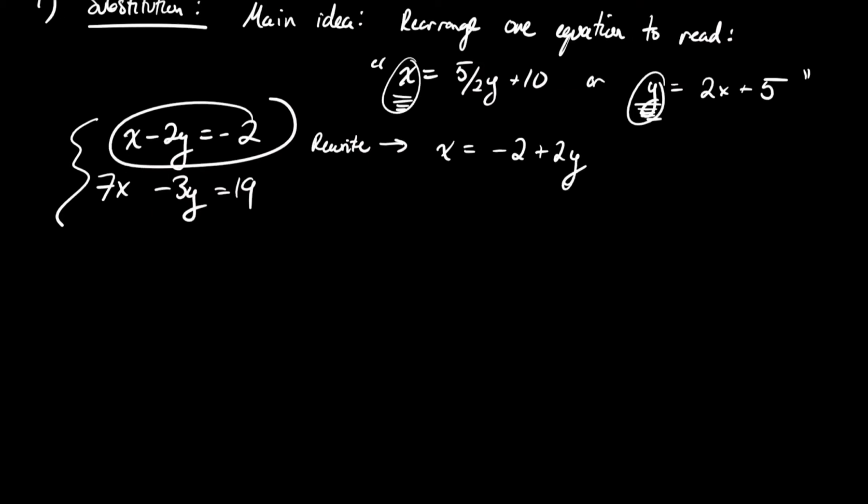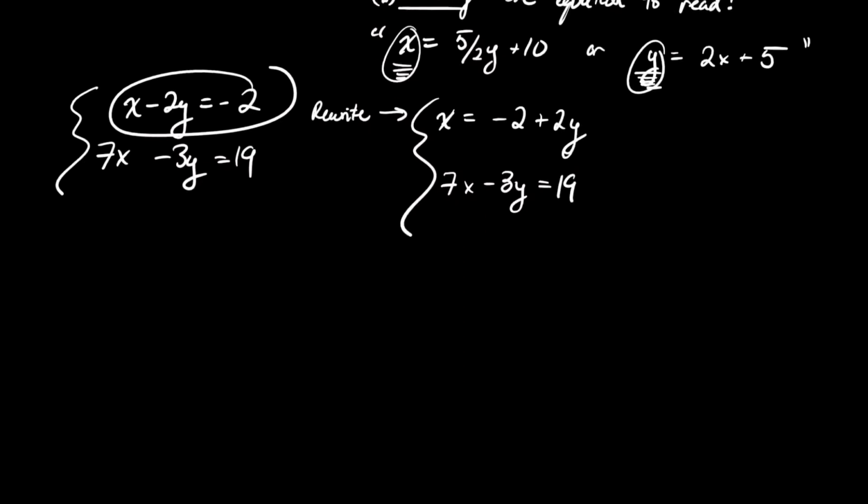Okay, so I've just rewritten the top equation by moving 2y over to the other side. Equivalently, I added 2y to both sides. And I haven't touched the bottom equation. So we've done the rearrangement. That's step 1.